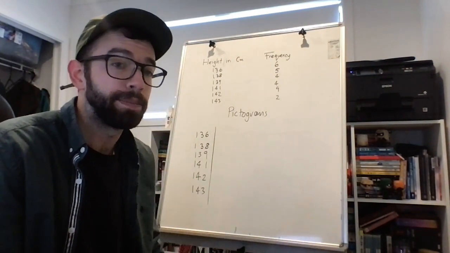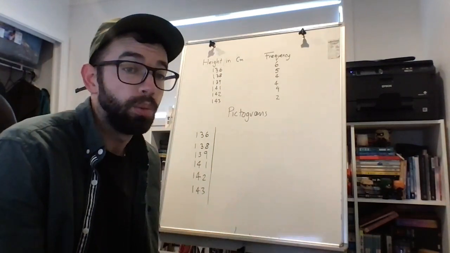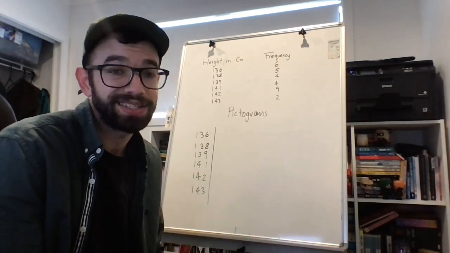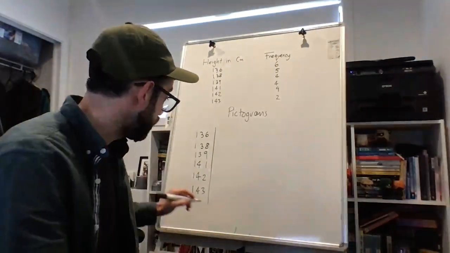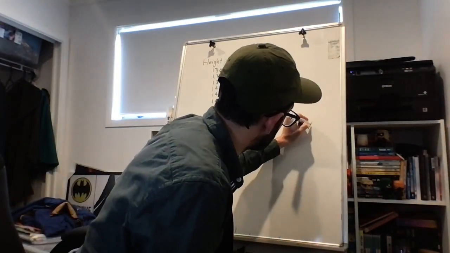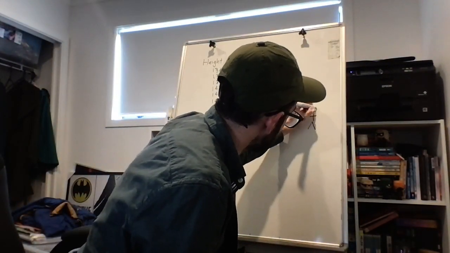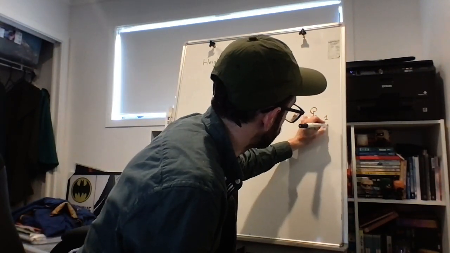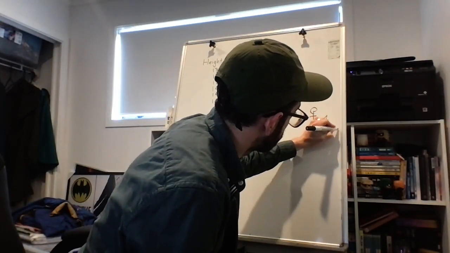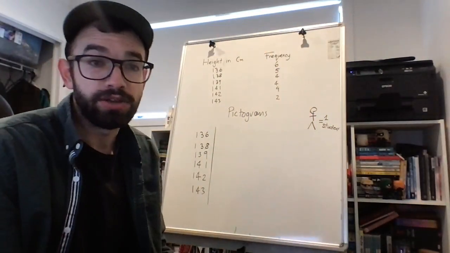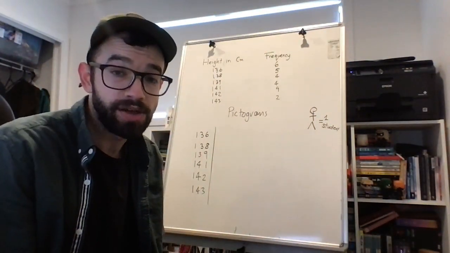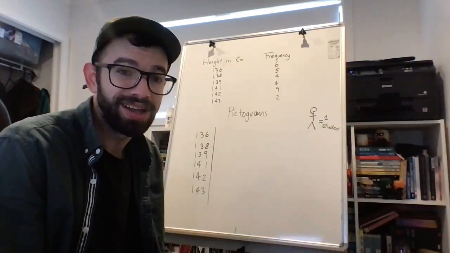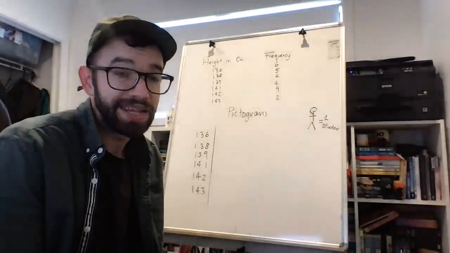Now, generally, our picture relates to what the thing we are measuring is. So in this case, we're measuring people. So what I'm going to do is my key is going to be a little stick figure there. And one stick figure is going to equal 1 student. So really important that you say how you're measuring it, because otherwise, it could mean anything.